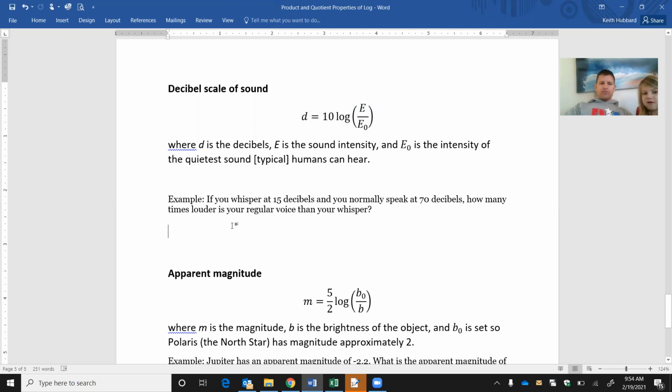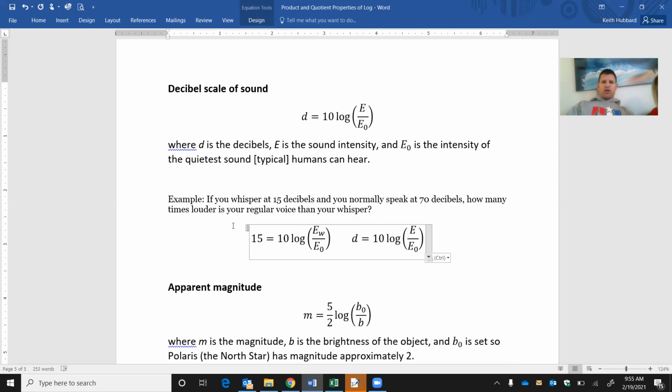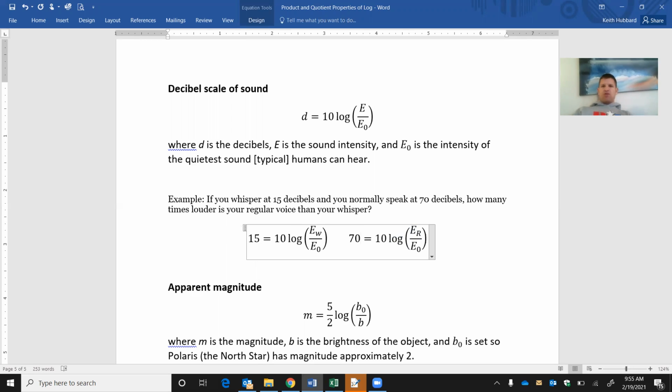Okay, well, maybe we ought to start with this equation. For whispering, maybe we ought to write that as EW for whisper, and that's going to be 15 decibels. So the decibel level is 15. But then we could also say, well, we got another equation. What about regular sound? Regular talking, in this example, is 70. Maybe you talk at 60 because you're really quiet and proper or whatnot.